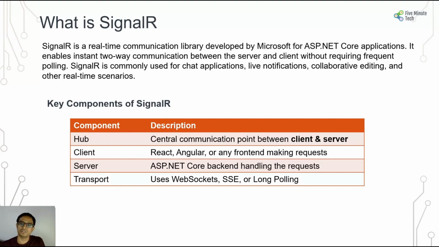Now, some of the key components of SignalR are hub, client, server, and transport. Hub being something which you build into your ASP.NET Core, and it's a central communication point between the client and the server. The client being some of the UI applications, modern UI applications like React, Angular based, or even a Blazor application. And the server will be your ASP.NET Core backend handling all the requests. And the transport mechanism uses WebSockets, SSE, or long polling.